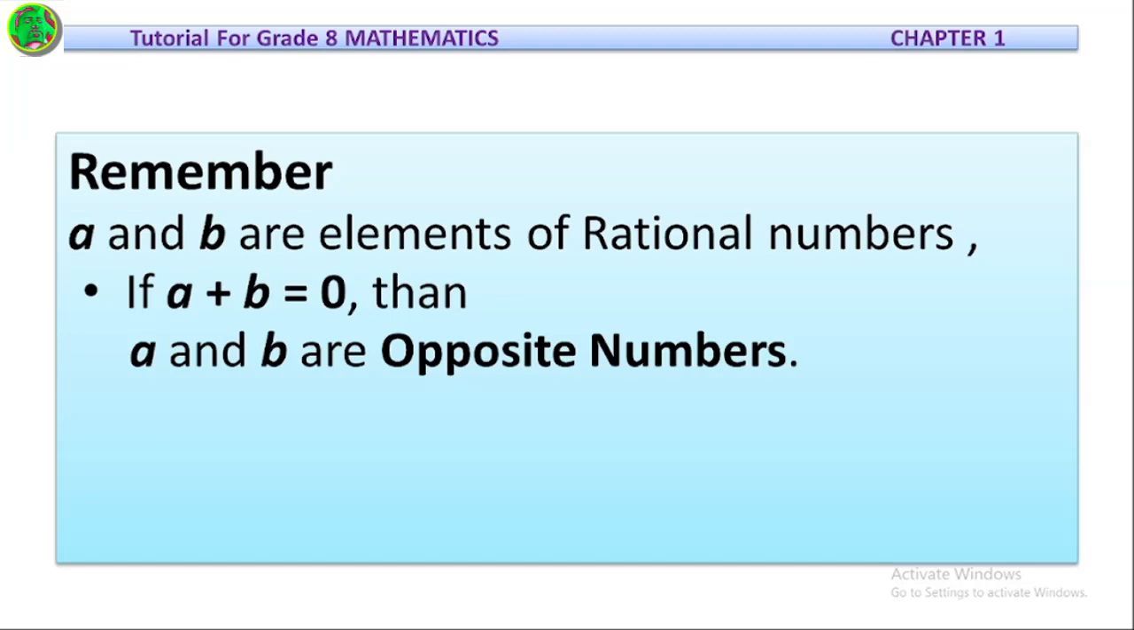We cannot get the sum of two rational numbers which is equivalent to 0 if and only if a and b are opposite numbers.